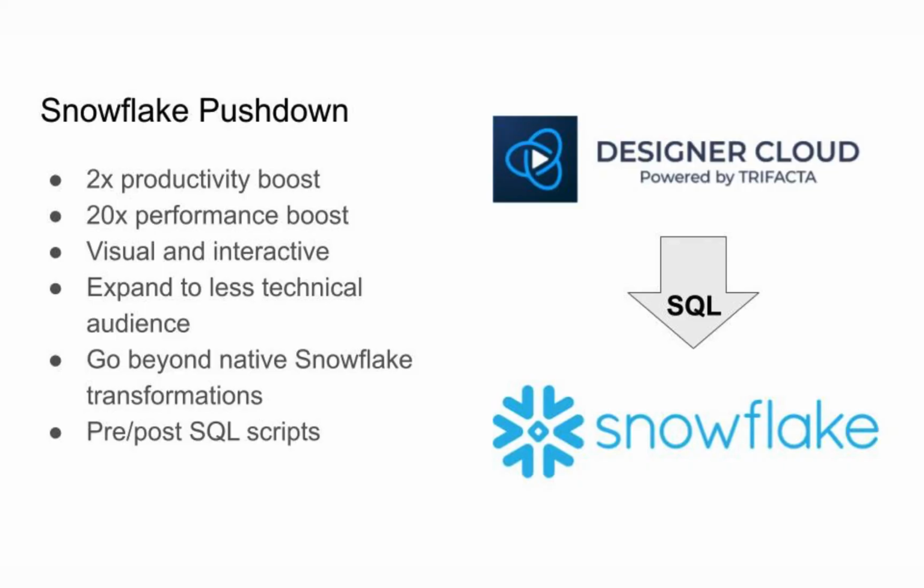The overall result of Trifacta's pushdown optimization for Snowflake is increased efficiency, allowing data users to focus on their data and increasing productivity by over 2 times. Leveraging the power of Snowflake, Trifacta can offer data transformations that are up to 20 times faster, allowing organizations and data professionals to make better use of their data for analytics or machine learning in less time.